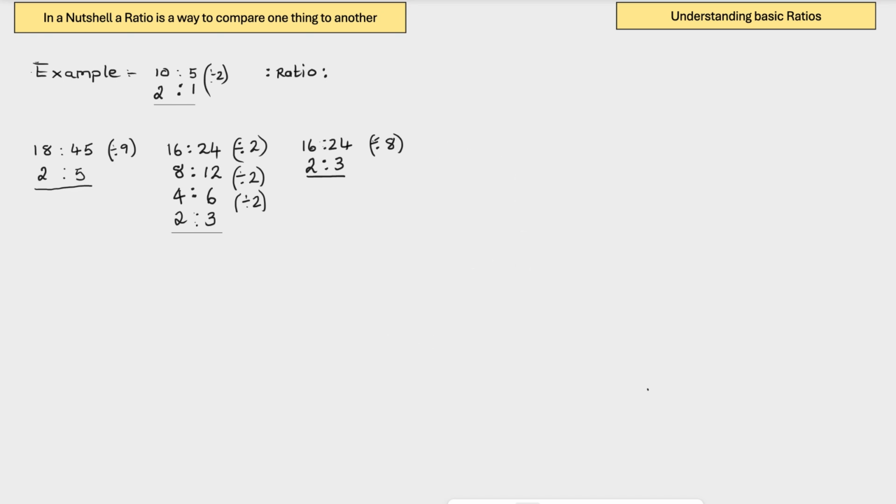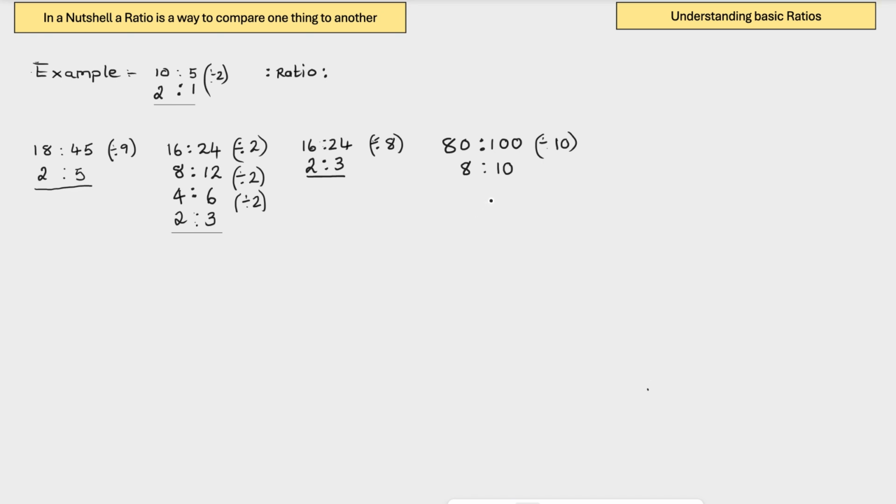And let's do 80 to the ratio of 100. Now we both know that 10 goes into both. So how many times does 10 go into 80? Well, we know it's 8. 10's into 100, 10.